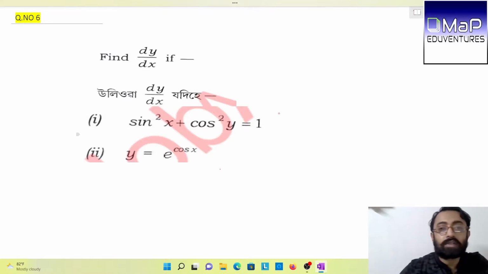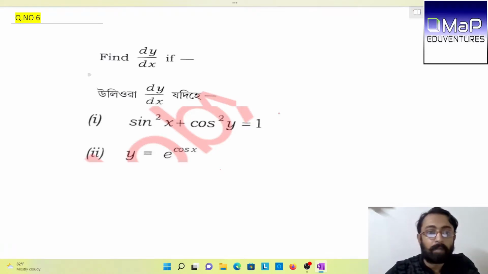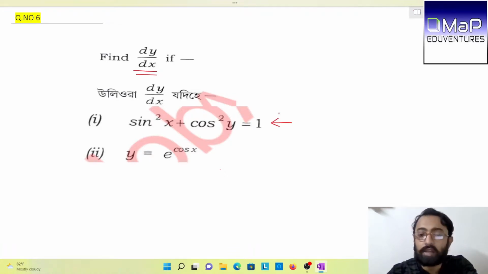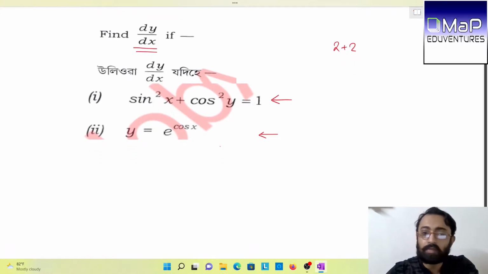So question number 6 of 2022, find dy by dx. There are two parts given. One is sin square x plus cos square y equals 1, which is our NCERT question, and y equals e to the power cos x. So here it is a 2 plus 2 form of question. Question number 1 or 2 marks, 2 marks. Very easy question. So let us start.